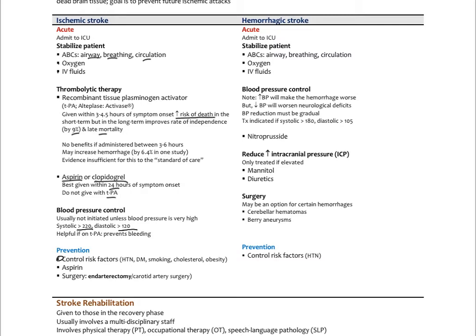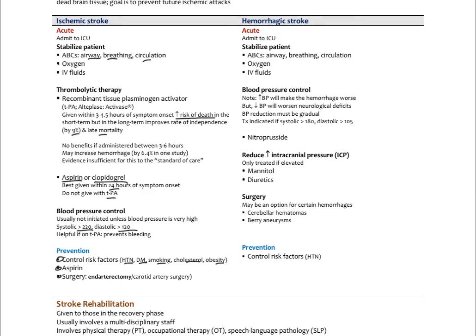So control their risk factors: hypertension, diabetes, smoking, cholesterol, obesity, maybe daily aspirin or clopidogrel, and then surgery. This would be, for example, if they have severe plaquing in their carotid arteries, they can actually do something to prevent that from causing stroke. So that's a surgical carotid artery procedure. It's usually non-invasive. They put a catheter in there and they do this procedure. So that's treatment for ischemic stroke.